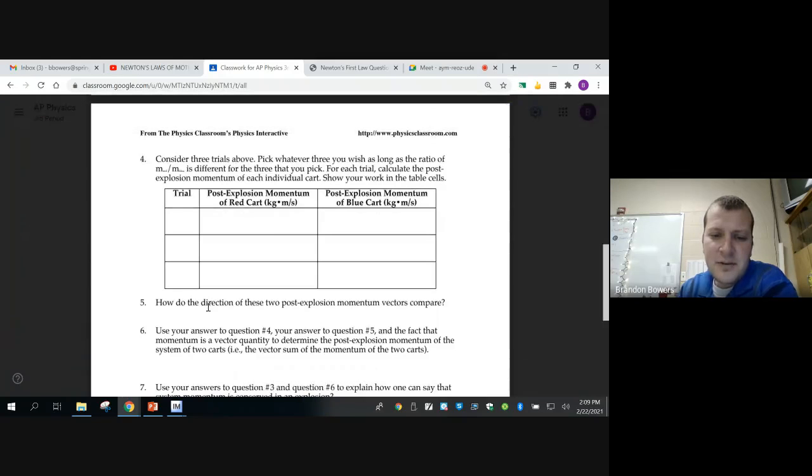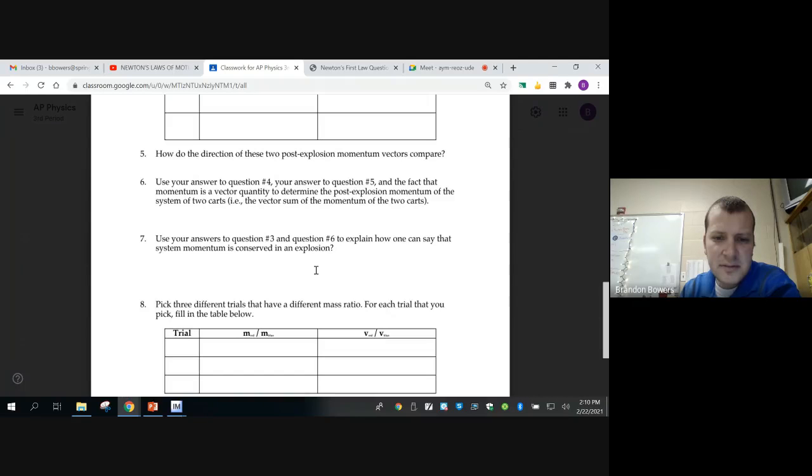So 5, how do the directions of these two post-explosion vectors compare? Well, the vectors are the exact same, however, they're in opposite directions. So they're equal but opposite directions. And number 6 says, what is the vector sum? Well, if they're equal but opposite, the sum is going to be 0. They cancel each other out. Okay.